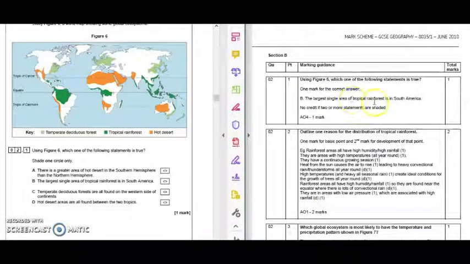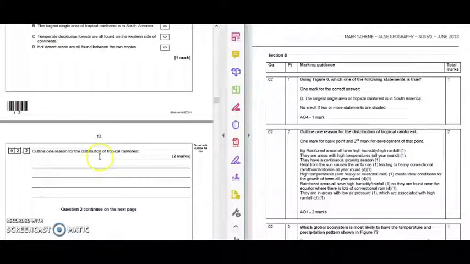The largest single area of tropical rainforest is in South America. So this part here, that's the Amazon. That's the correct answer. 2.2.